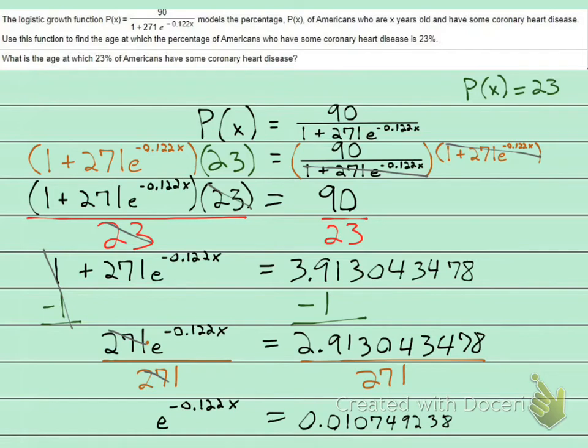All right, next step. Still trying to get this x by itself. Now, this x is up in the exponent. I need to take this x and bring it back down to earth. So because it's in the exponent with an e, I'm going to take the natural log of both sides. I'm going to take the natural log of the left side, and the natural log of the right side.